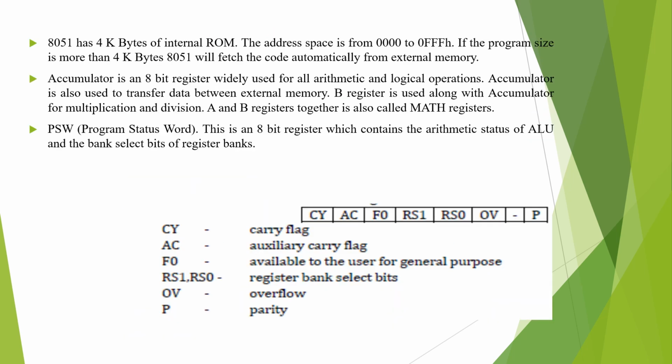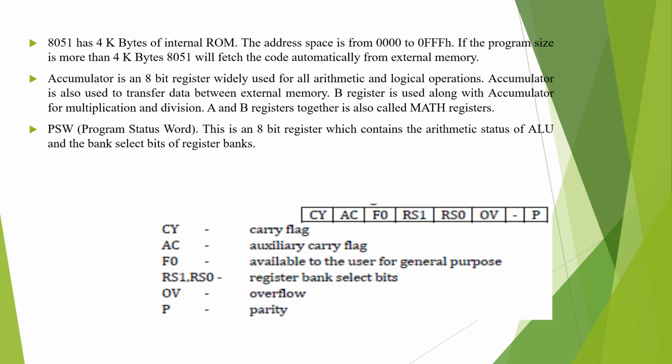As I have said, in the case of 8051 there is a 4 kilobyte internal ROM. The address space starts from 000 hex to FFF hex. If the program size is more than 4 kilobyte, in that case we have to connect or interface external program memory with the 8051, and we will do the connection later.